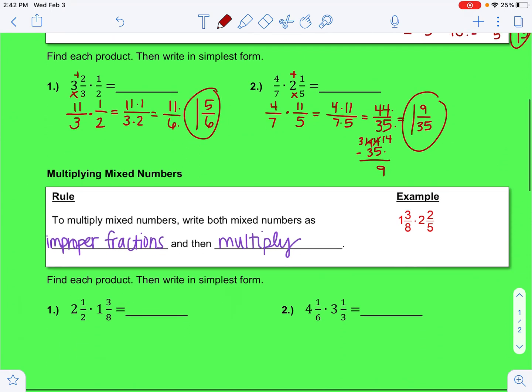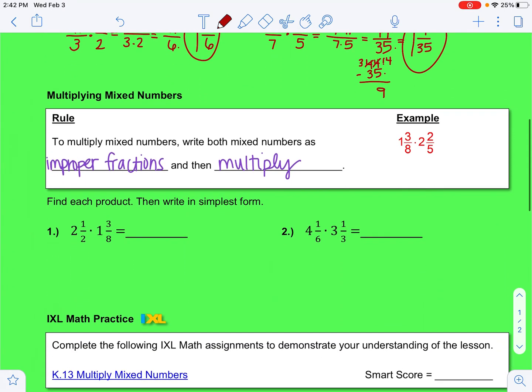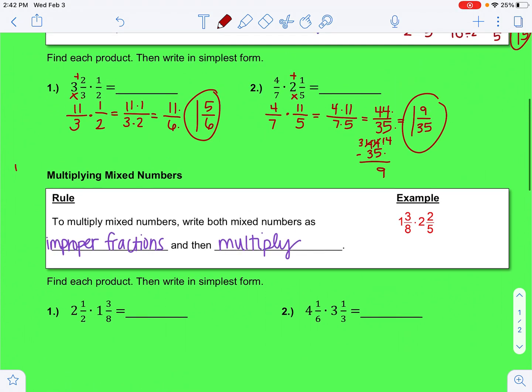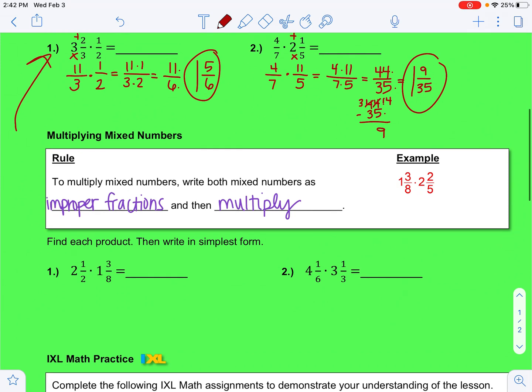Awesome. Our second set of problems is how to multiply mixed numbers. I'll give you a hint. It's pretty much the exact same thing that we were doing up here, except you need to change both numbers to an improper fraction and then multiply. Go ahead and make sure you fill out your white box.